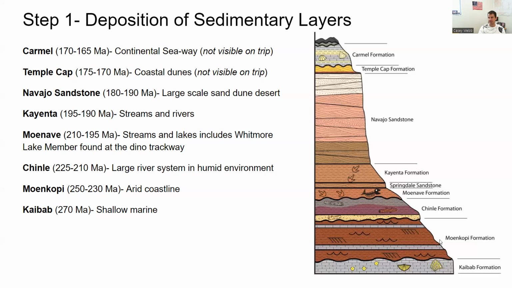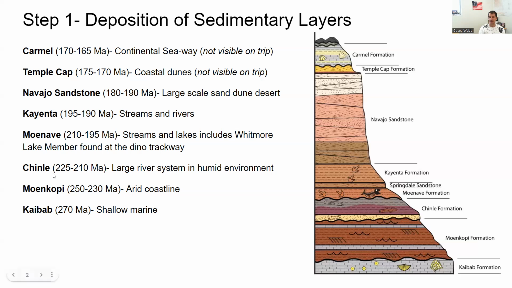Our next layer up, we have the Moenkopi formation, which is an arid coastline. So some of this might represent deposition above sea level and other times slightly below sea level. And we talked about how the sea level will fluctuate over time. There are these about 100,000 year cycles where sea level will go up and down. And, okay, so we have an arid coastline. So that's where we also get the presence of a lot of gypsum in this layer.